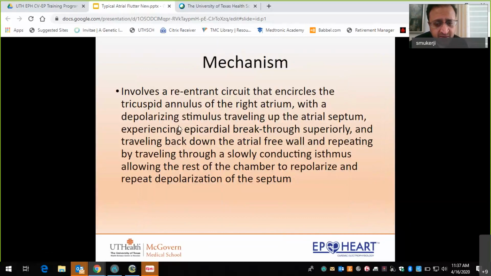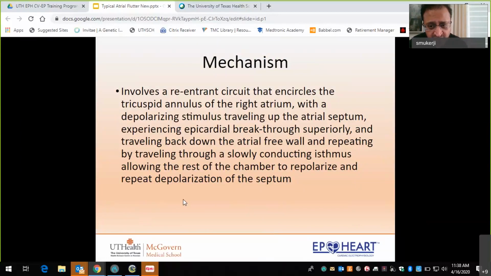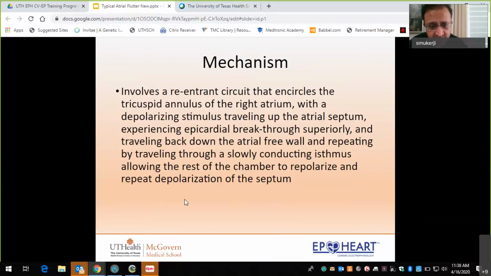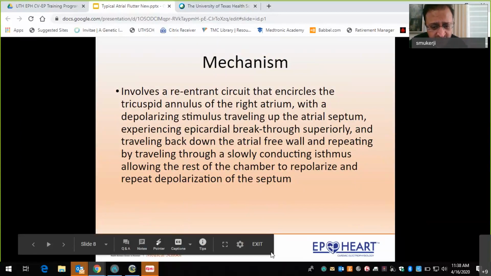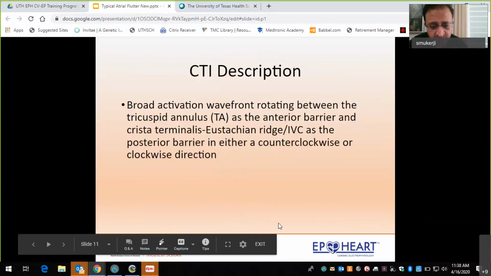But essentially, what I'm trying to do is show the circuit, which is a reentrant mechanism, as we all know, that goes around the tricuspid annulus, the atrial part of the tricuspid annulus, and from there it takes off to the atrial septum and goes around the free wall and then comes back to the tricuspid annulus. Again, it's hard to explain that on a one-dimensional picture. It's always easy when you have an anatomical specimen or a model in front of you, and it just takes a second to explain that.